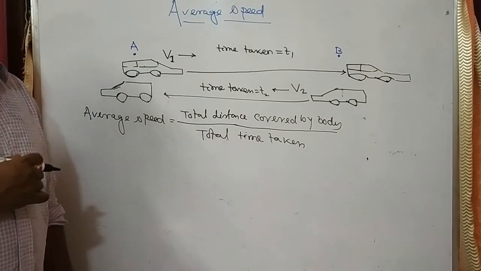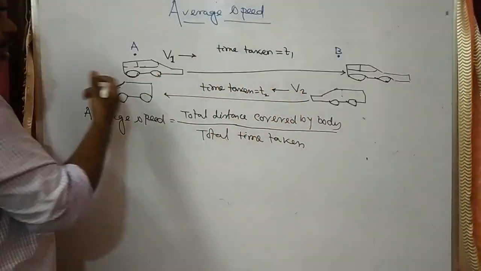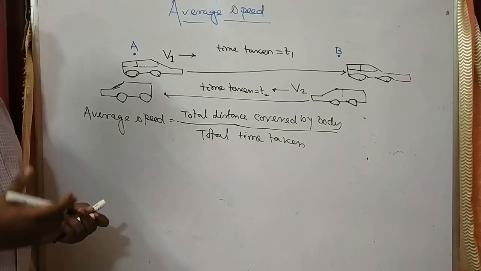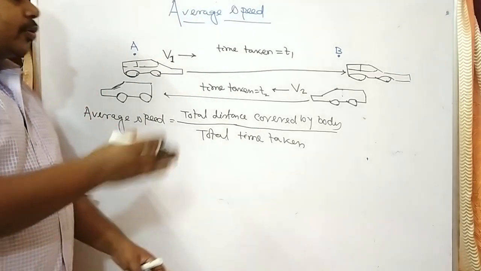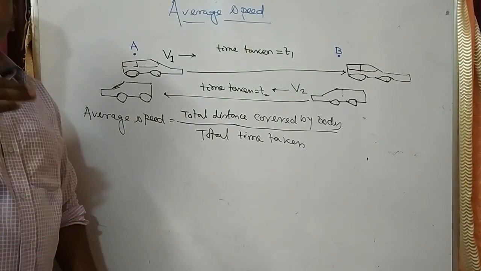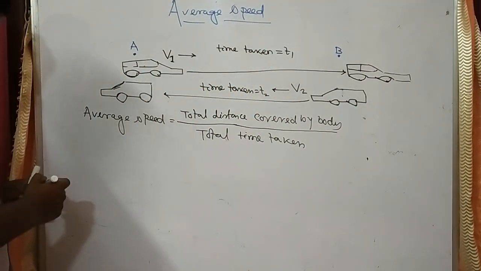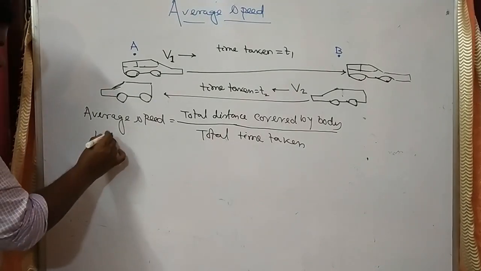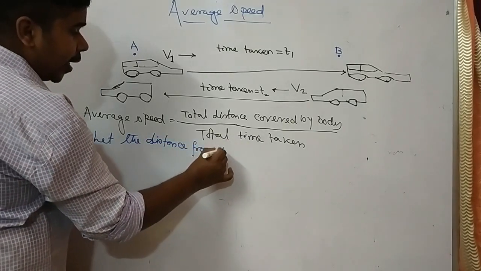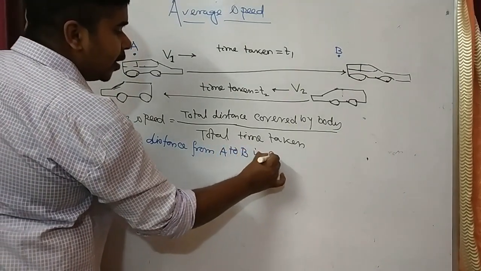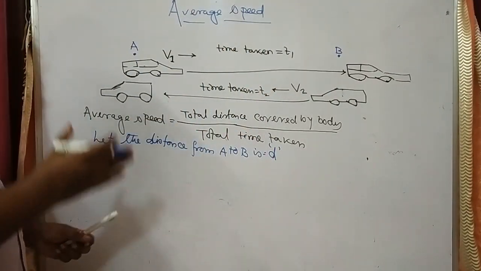But here we have to assume one thing. The distance from A to B will be equal to the distance from B to A. The distance from Haldia to Kolkata will be the same if you come from Kolkata to Haldia by the same road. So assume they went and came by the same road, so the distance covered while going is the same as while coming. So let the distance from A to B be D.